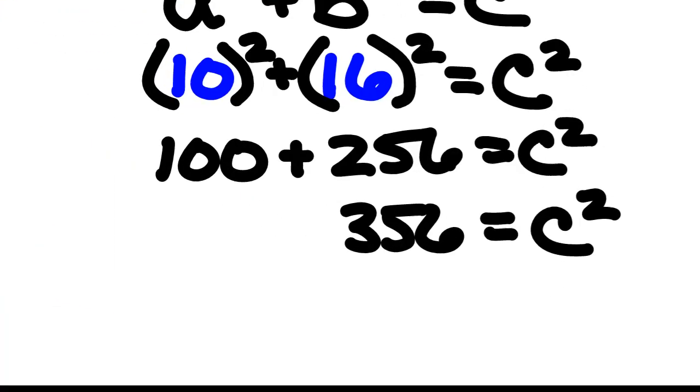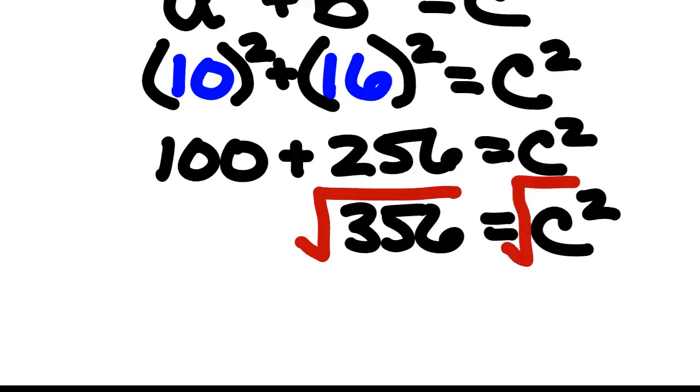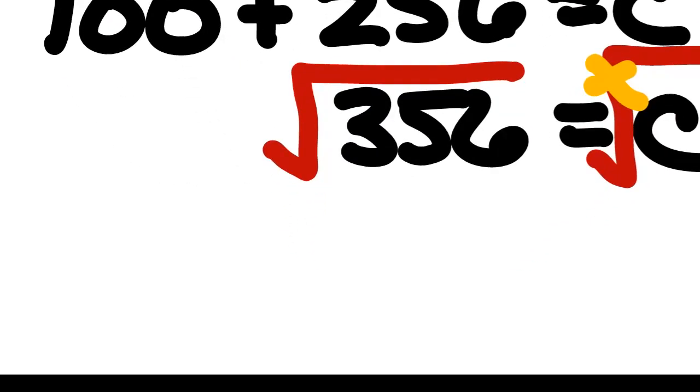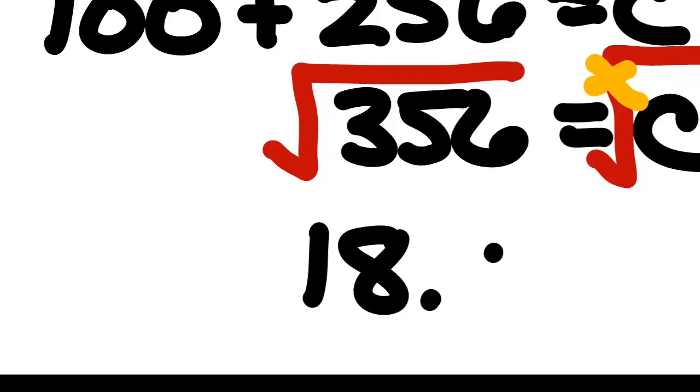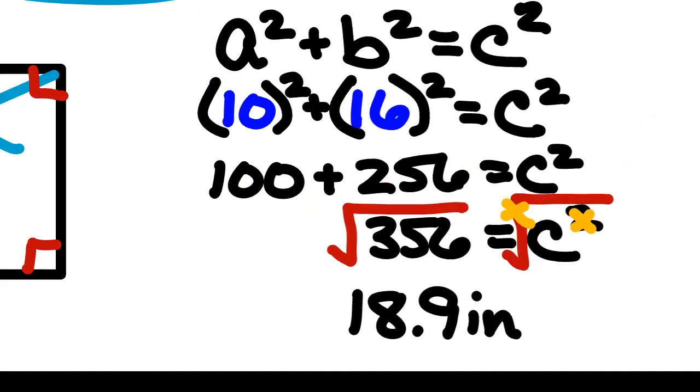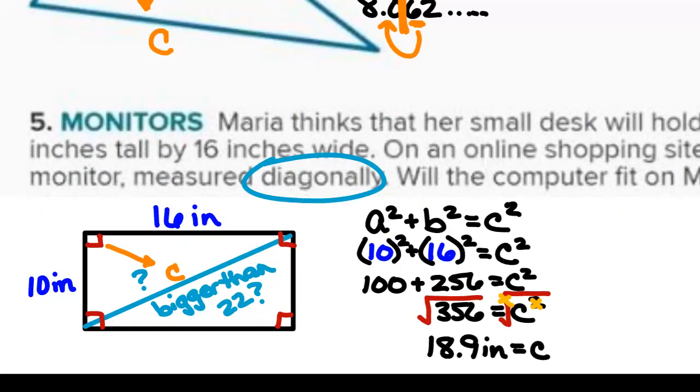So is the diagonal 356 inches? What do I need to do? Square root. We're going to go ahead and put this right into decimal form because I want to know whether it's bigger or smaller than 22. What is the square root of 356 in its decimal form? It's about 18.9. Again, rounding up there. So the monitor is 22 inches. The desk space is a little bit smaller than 19.